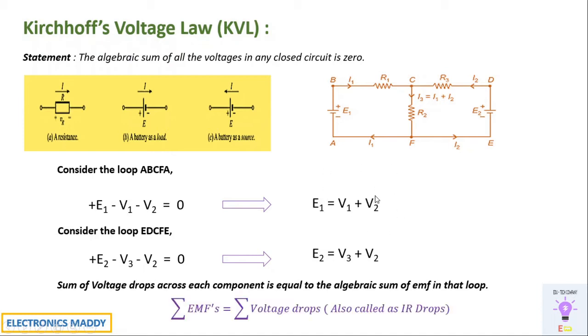So as a conclusion, we can say sum of EMFs is equal to sum of voltage drops for that particular loop. We can also call that IR drops. Because according to Ohm's law, V is equal to IR, voltage drops V can be written as IR drops as well. So that is with respect to KVL.